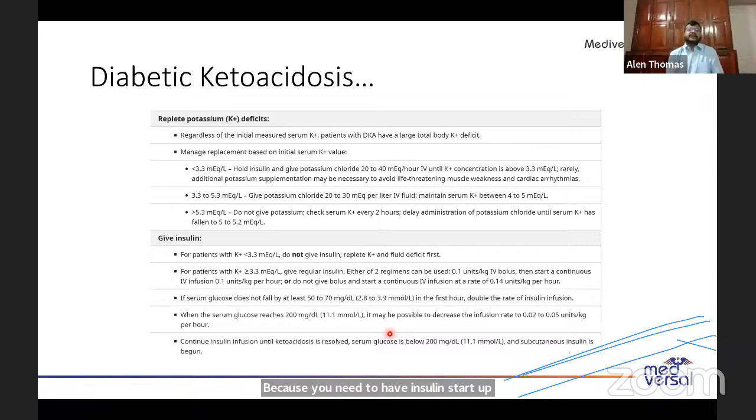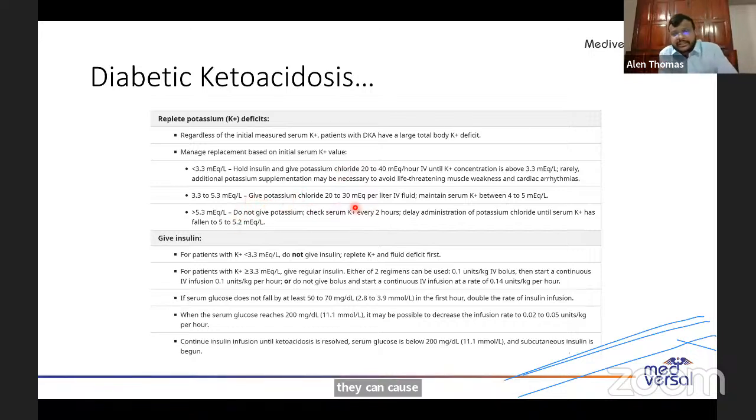So you need to even replete the potassium. Usually they have large potassium deficits. So looking at these three things: less than 3.3, 3.3 to 5.3, and more than 5.3. Hold the insulin if potassium is less than 3.3 because it can cause arrhythmias. So very important, you need to correct the potassium.